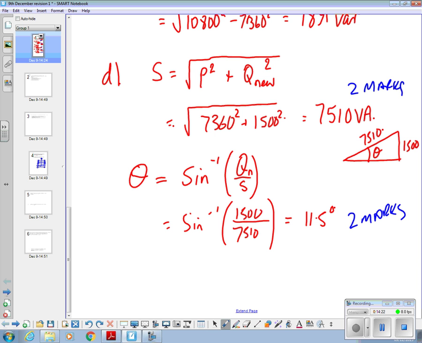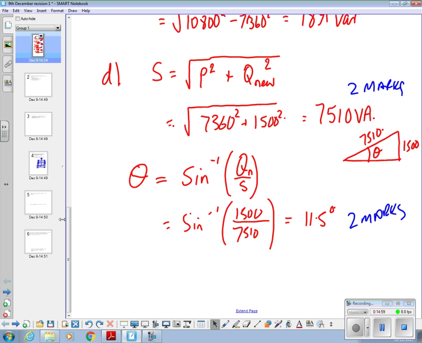In my worked solution, I have to say, it doesn't make any difference, but I used cos to the minus 1 and I've done P over S new. Yeah, but it doesn't make any difference which ratio you use. You could even use the tangent ratio if you wanted. Alright. So that is question 1, gentlemen.